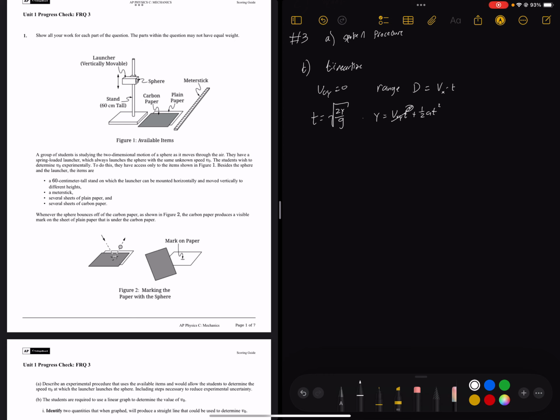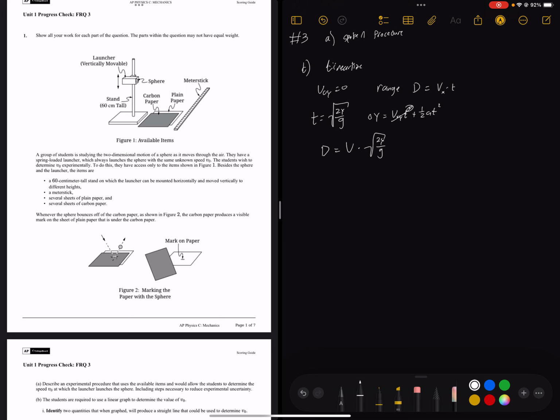If I solve for t, my delta y is going to be negative, right? It's falling, so its y position is going to decrease. I have a negative vertical displacement. I divide that by 1/2 times negative 9.8, and that's how I solve for t. I take the square root of both sides and I end up with this expression. Now I'm going to plug this expression into the range equation. So I have d is equal to v times the square root of 2y over g.